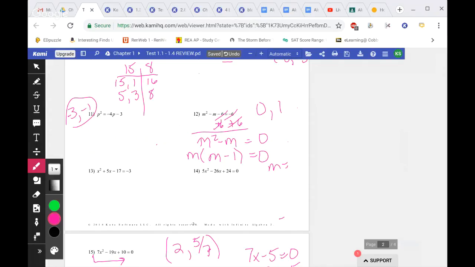M would equal 0, and then m minus 1 equals 0, so m would equal 1. Does that make sense? Yeah, it does.